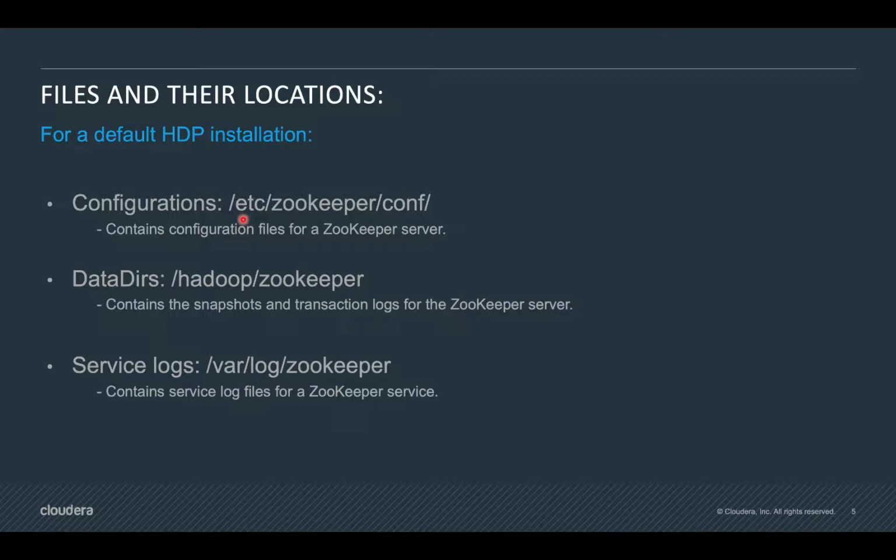Moving ahead, where can we locate the files, and what are the locations on the local file system for ZooKeeper configuration, for ZooKeeper data, and for ZooKeeper logging? For a default HDP installation, you can find configurations under this directory hierarchy. This contains the configuration files for the ZooKeeper server. You can find the data directories on this path. These directories usually contain the snapshot logs and the transaction logs for the ZooKeeper server along with some more data. The service logs for the ZooKeeper service can be found under the /var/log directory hierarchy, which contains the log files for the ZooKeeper service.